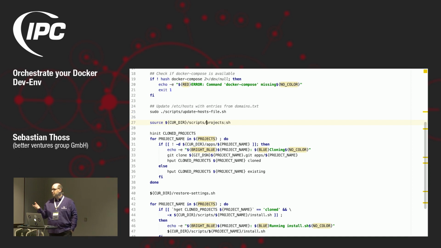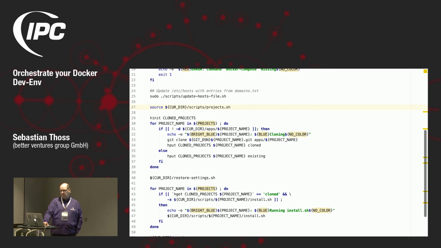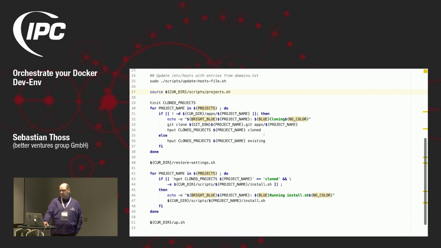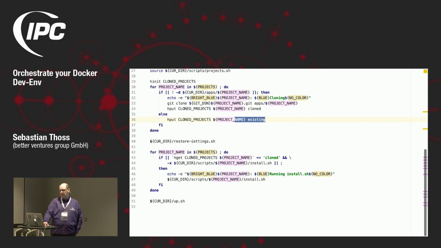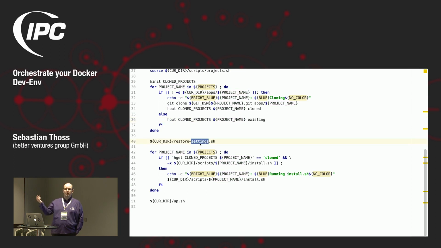There's the list of repositories in there again, and not just the repositories, but also a map, so we can check if something is cloned already or not. Then we simply run through this list of projects and check if they exist or if they should be cloned. Then we restore the settings. That's simply calling the other command.